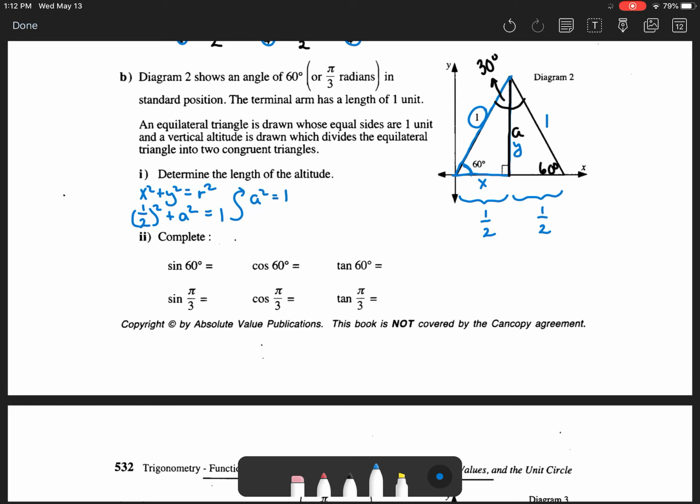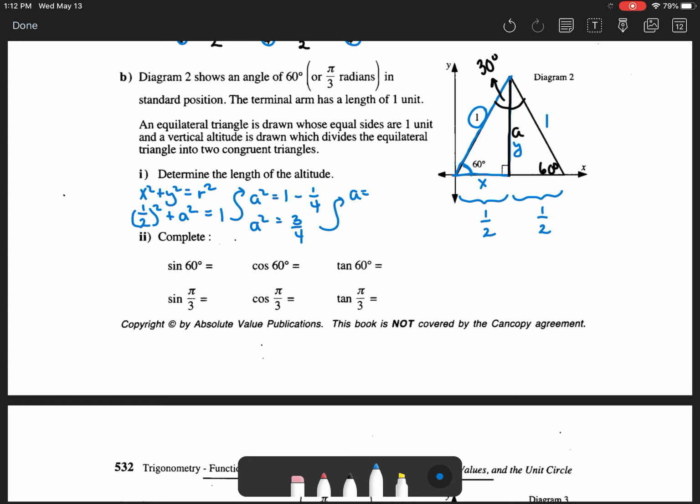So a squared will equal 1 minus 1 over 4. Okay, 1 over 4 is what? That's 1 over 2 squared. So a squared will therefore equal 3 over 4. Okay, that's what 1 minus 1 over 4 is.